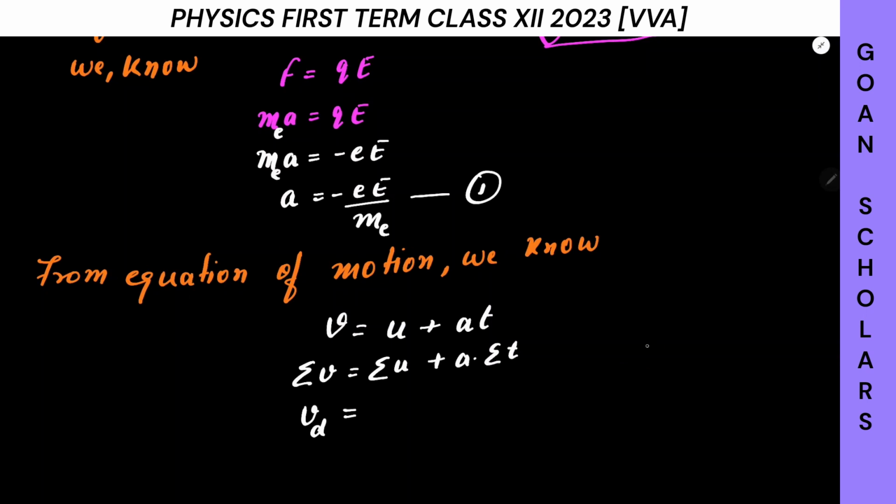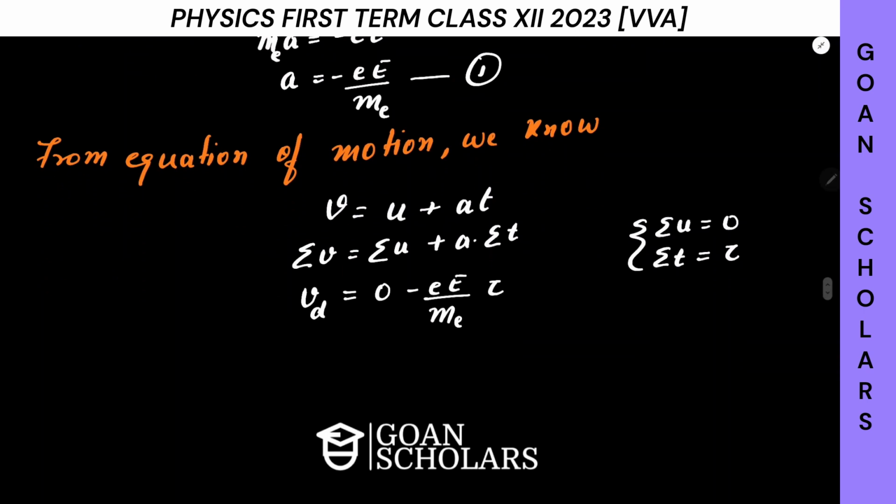Average initial velocity, so let me write here sigma U is equal to 0, because they are all randomly oriented. U is a vector quantity, so all the vectors will give you a resultant 0. And the average time here is a very important parameter which we call the relaxation time. So tau is the relaxation time. So here the average U is 0, A is minus eE by m_e and the average T is tau. So the drift velocity will be Vd, which is equal to minus eE tau by the mass of the electron. This is our drift velocity.